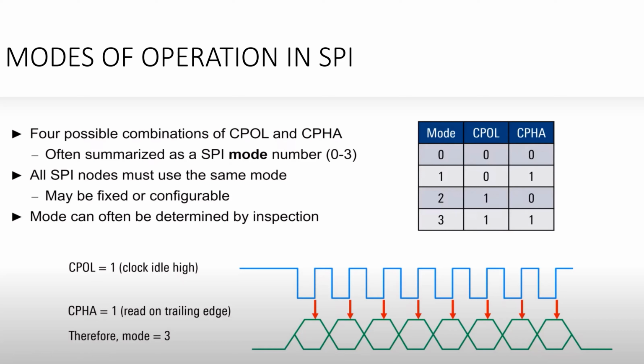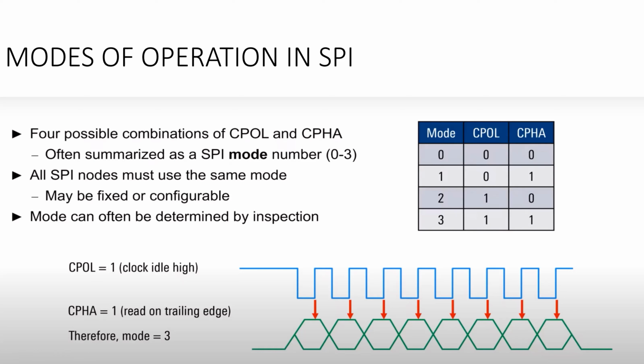So we have the flexibility of using these four modes. We usually go for mode 0 because it is very suitable for any kind of application. We can also use the other three modes to sample the data, but to avoid ambiguity and confusion, we go with mode 0. We have a lot of flexibility in designing as well, right? All SPI devices must use the same mode.